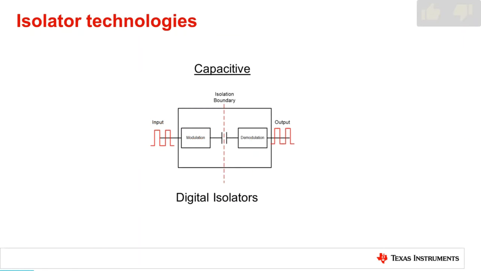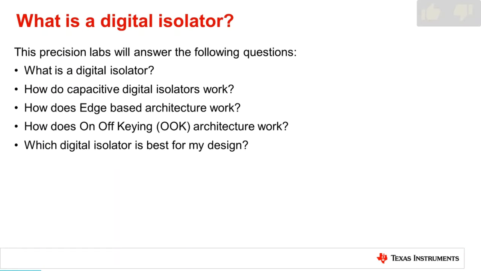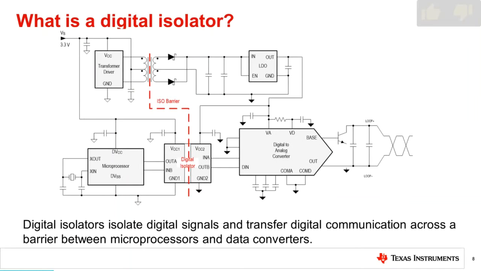This video will focus predominantly on capacitive-based digital isolators. A general introduction to isolation technologies can be found in the Precision Lab titled, What is Galvanic Isolation? This Precision Lab will answer the following questions. What is a digital isolator? How are capacitive digital isolators built? How does an edge-based digital isolator work? How do on-off keying or OOK digital isolators work? Which digital isolator architecture is best for my design? Let's get started. What is a digital isolator?